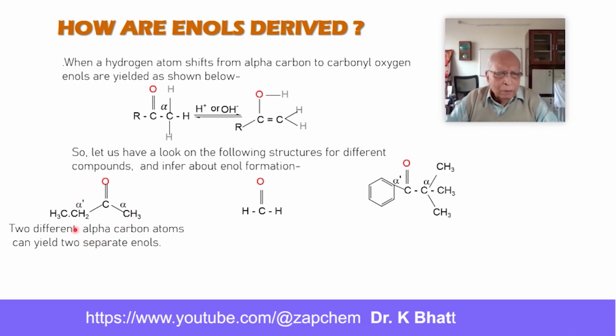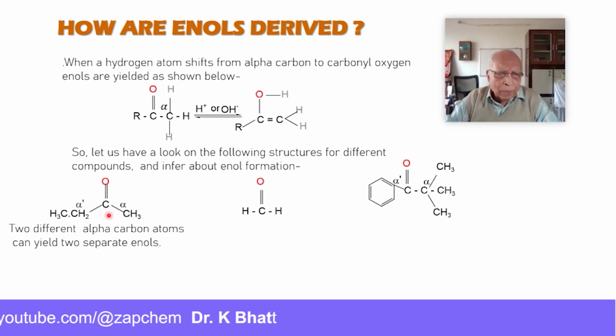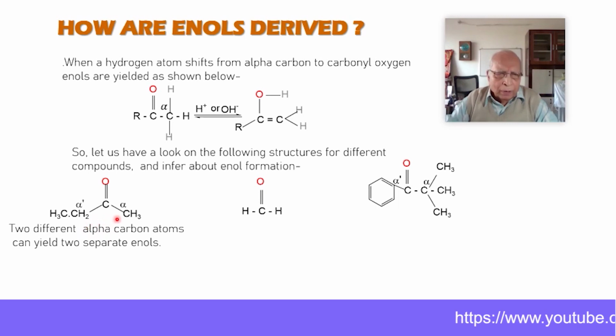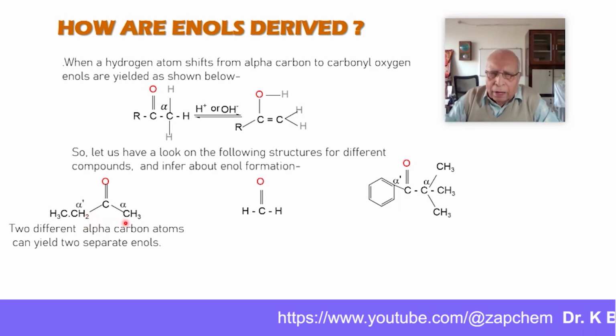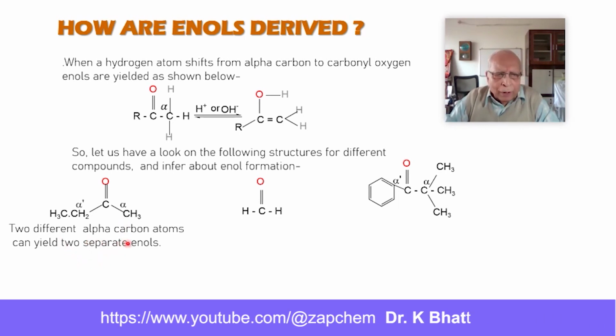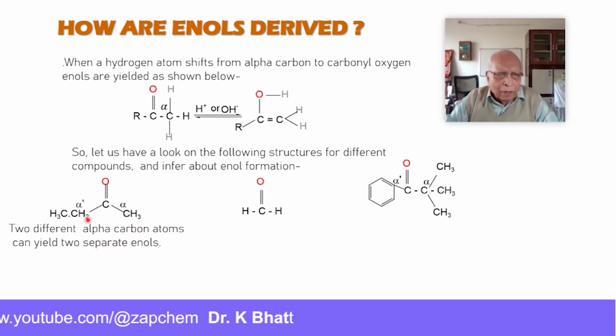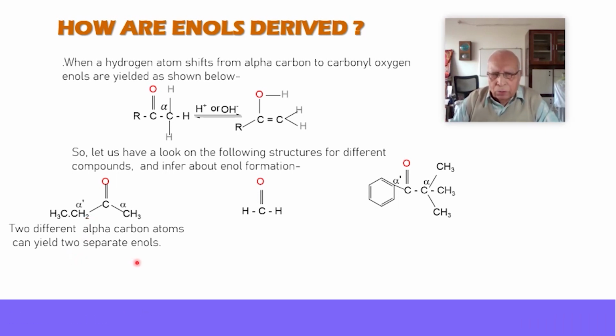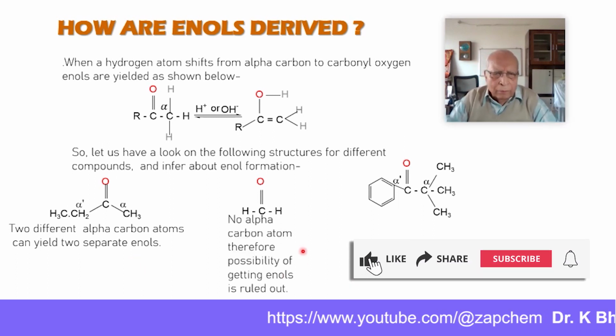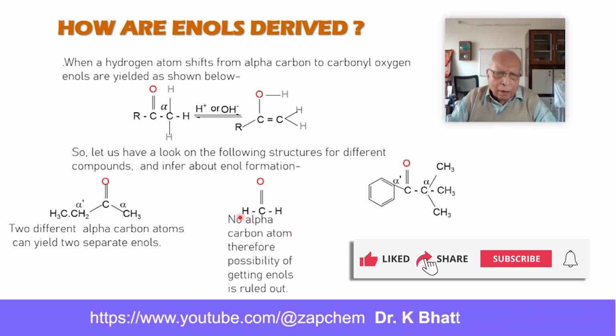Here two carbon atoms are there. With respect to the carbonyl group, one is marked alpha dash and the other alpha. As I have already pointed out, if two alpha carbon atoms are there, they can be differentiated as alpha and alpha dash. Two different alpha carbon atoms, each containing hydrogen attached to it. Therefore, they can give two separate enols. Now, how about this one? This is a well-known compound, which we call formaldehyde or methanal.